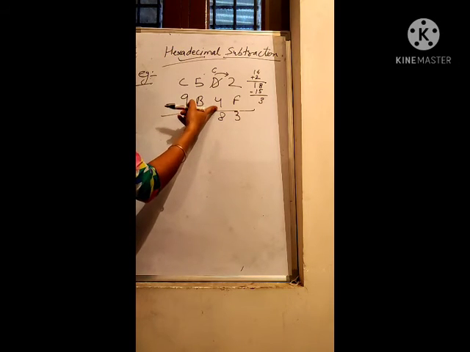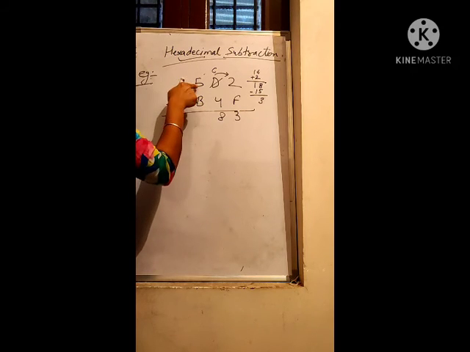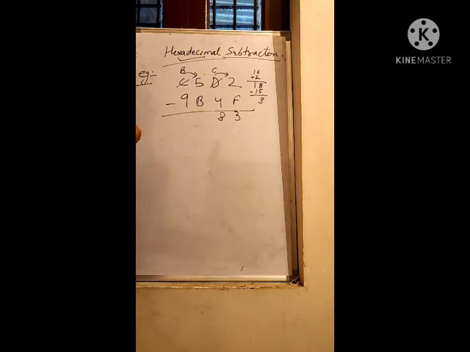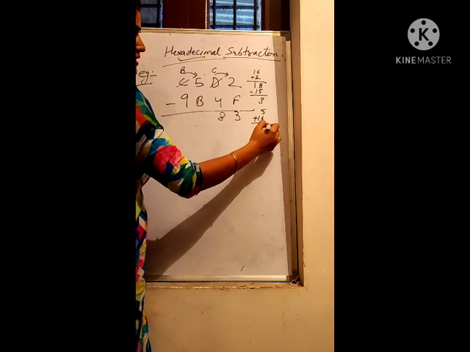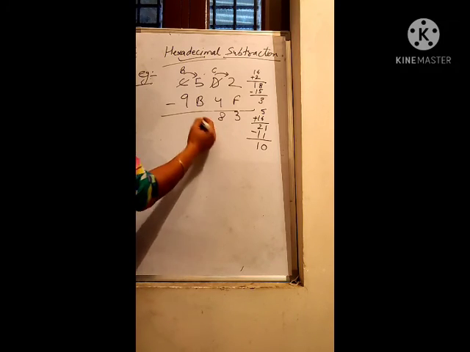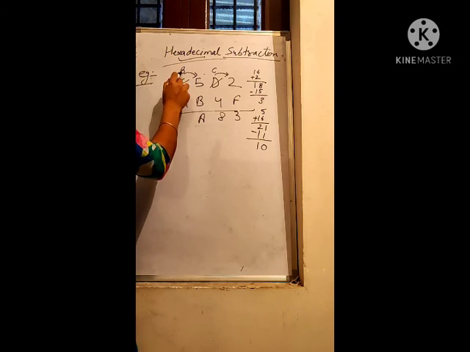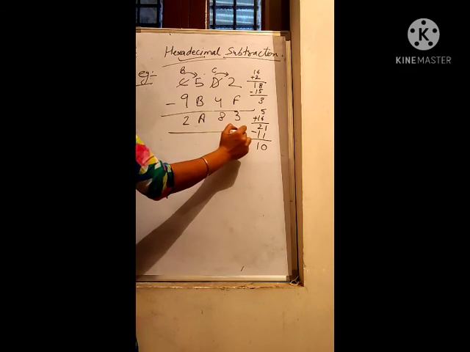There is no need to take borrow because the lower value is less than the upper value. Here the lower value is greater than the upper value. B means 11 and 5 minus 11. How is it performed? Take the borrow from the left hand side. C becomes B. It reduces by 1 and we have to add 16 to 5. It becomes 21 minus B, 11. Answer is 10. 10 means A. And here B means 11 minus 9, that is 2. This is our answer.